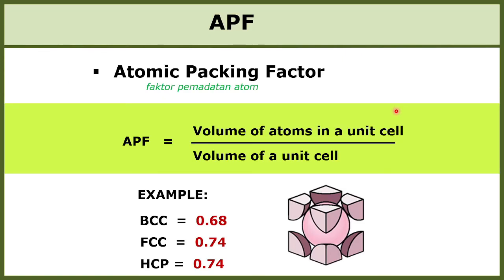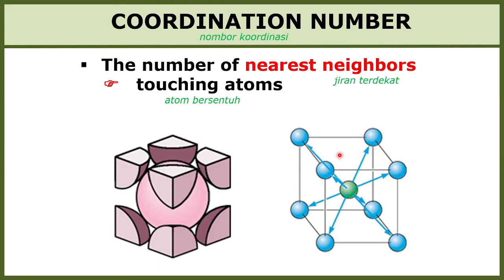Okay, the other term you need to know on this topic is APF, atomic packing factor. APF is volume of atom in a unit cell over volume of a unit cell. For example, if it is BCC, the atomic packing factor is 0.68. For FCC and HCP, the atomic packing factor is the same, which is 0.74. Later we will learn how to calculate this APF.